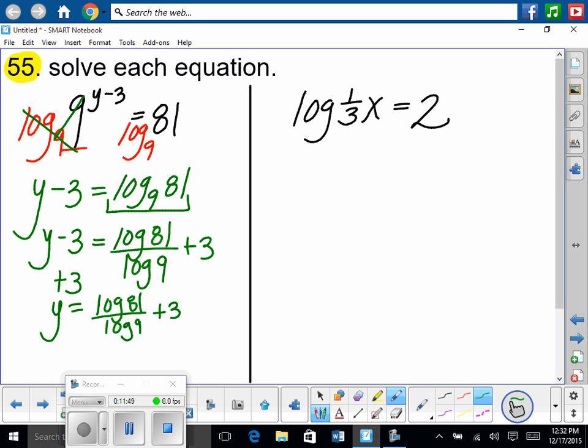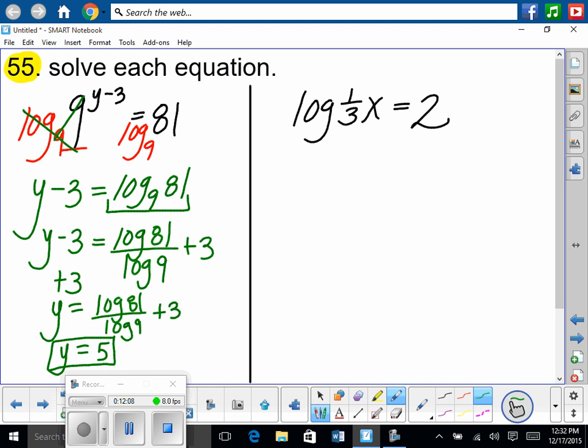And if you type it in correctly, which you should practice typing it in, you type in log of 81 divided by log of 9, hit enter, plus 3, and you would get 5. So you get y is equal to 5.